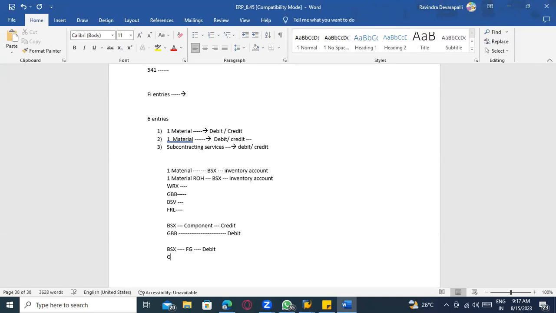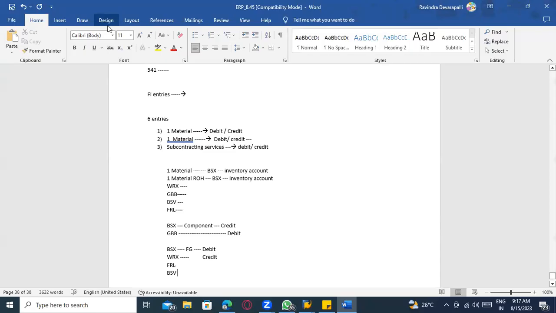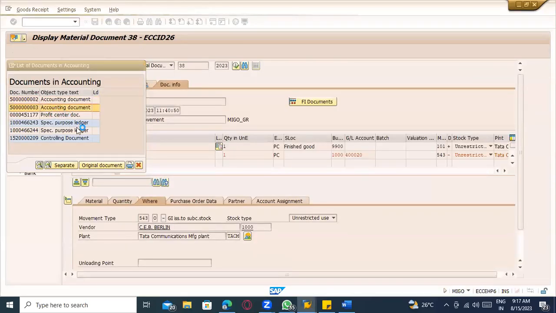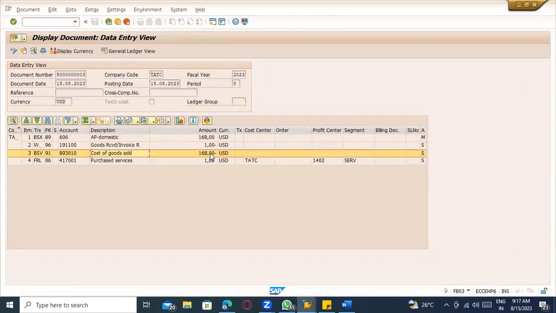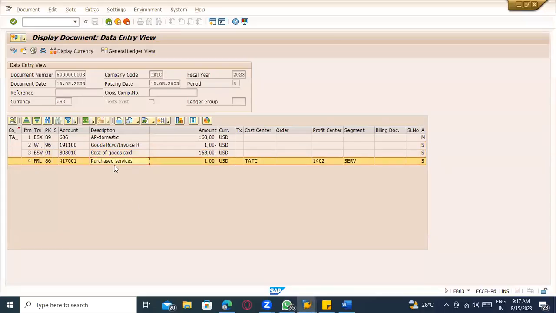Then I need to clear the GRIR clearing account. That should be WRX. That is the service. We need to pay that, whatever it is, that is credit. And then for FRL and BSP: cost of goods sold will be debit. Okay, so cost of goods sold is debit and this is the credit. Then FRL, the freight charges, will be debit. It's like a purchase service.